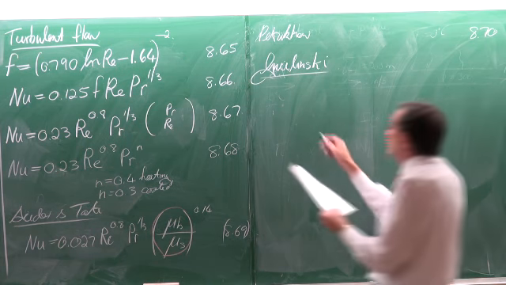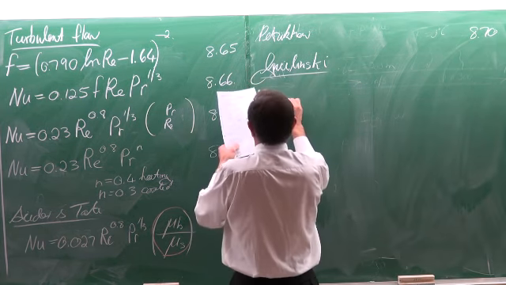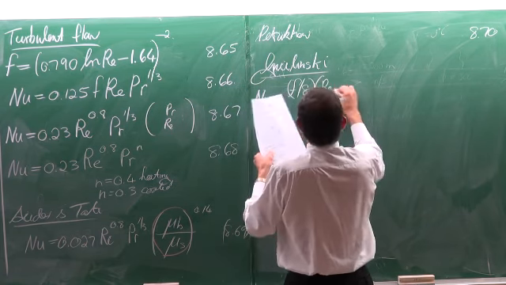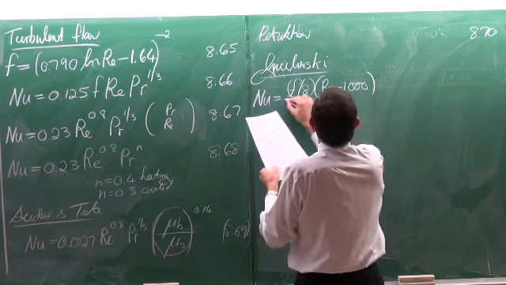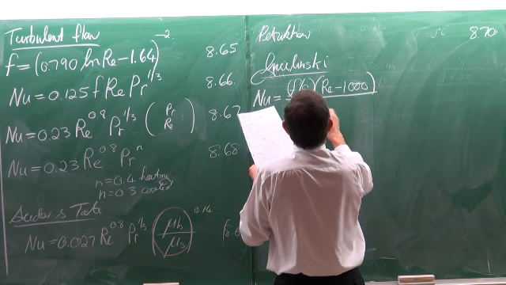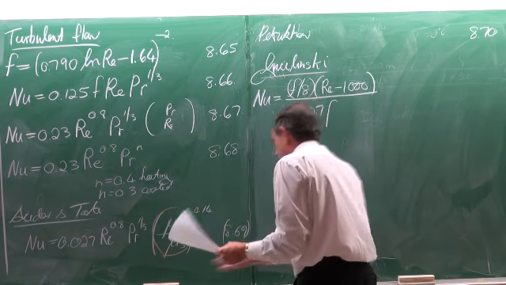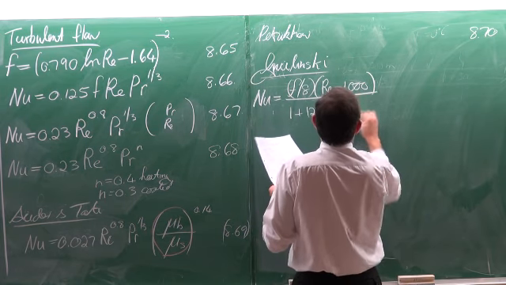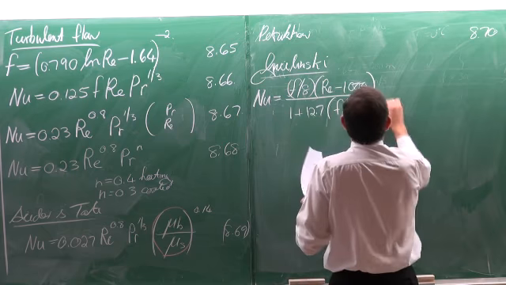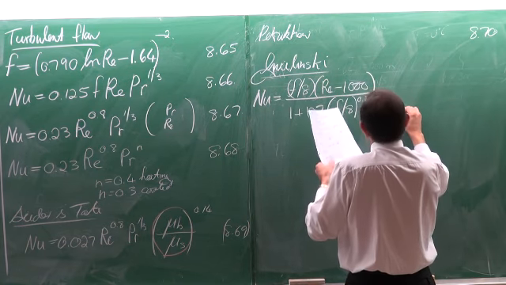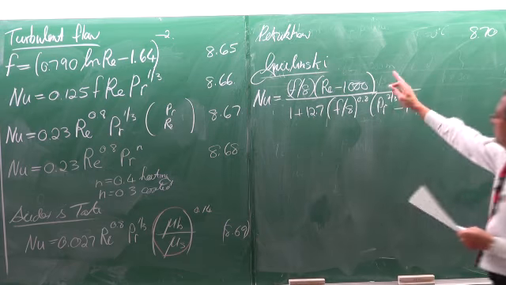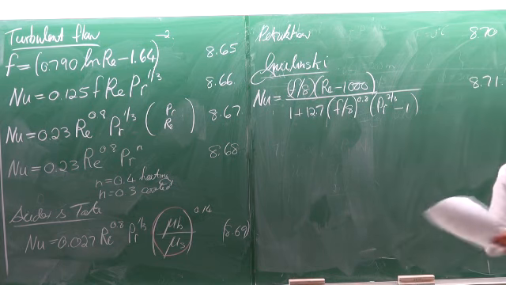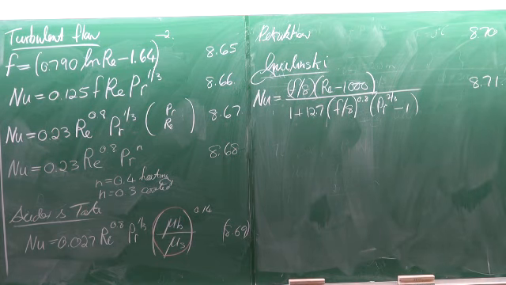And the Gnielinski equation is the Nusselt number is equal to the friction factor divided by 8 multiplied by the Reynolds minus 1000, divided by 1 plus 12.7 multiplied by the friction factor divided by 8 to the 0.5, times Prandtl to the 2/3 minus 1. And if there's a writing error, don't worry about it. You can go and get the right equation in your textbook, which is equation 8.71.